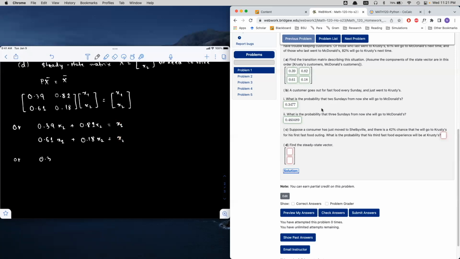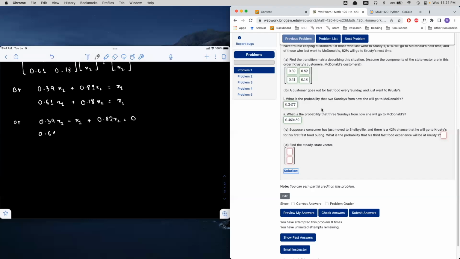Now you get 0.39 x1 minus x1 plus 0.82 x2 equal to 0, and 0.61 x1 plus 0.18 x2 minus x2 gives 0. Now you simplify the left-hand side of each equation, so you combine these two terms together, and you combine these two terms together. You should get negative 0.61 x1 plus 0.82 x2 equal to 0, right? And 0.61 x1 minus 0.82 x2 equal to 0.